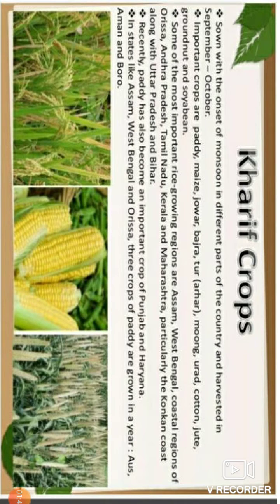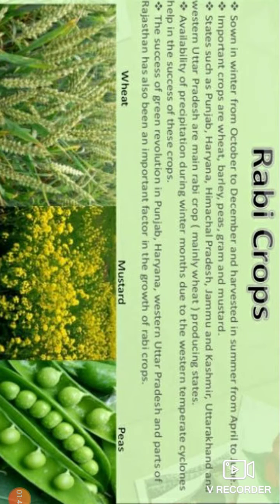Next, now we will discuss the Rabi crops. Here, see, Rabi crops are sown in winter from October to December and harvested in summer, April to June. Important crops are wheat, barley, peas, gram, and mustard. States such as Punjab, Haryana, Himachal Pradesh, Jammu and Kashmir, Uttarakhand, and Western Uttar Pradesh are the main Rabi crop producing states.